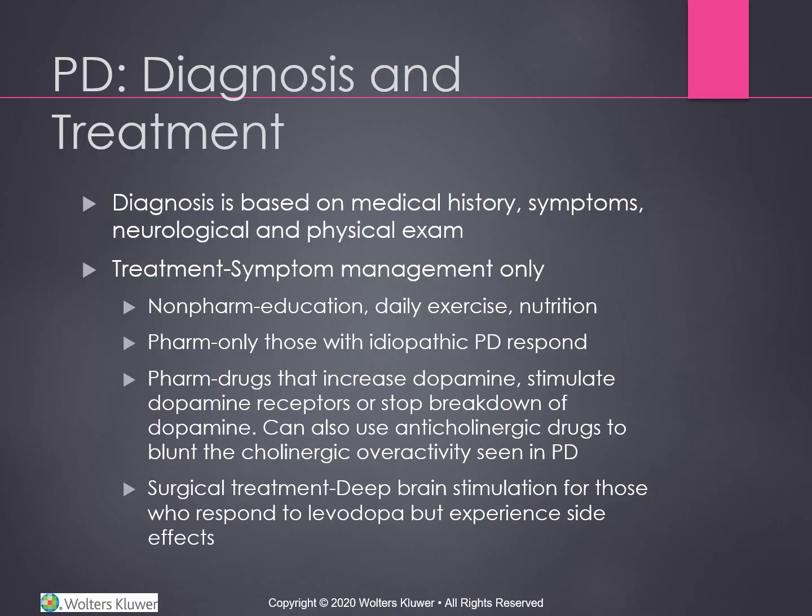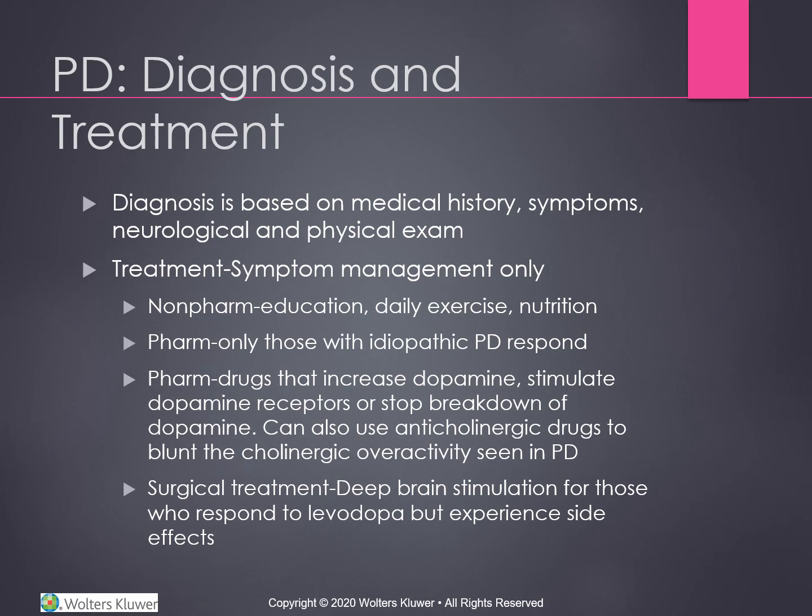So Parkinson's diagnosis and treatment, we really don't have one definitive test diagnostically for PD. So we usually do it based on things like medical history, symptoms at time of presentation, and a complete neurological and physical exam. Treatment for PD is really symptom management only. We do not have a cure for Parkinson's disease. We just manage the symptoms.